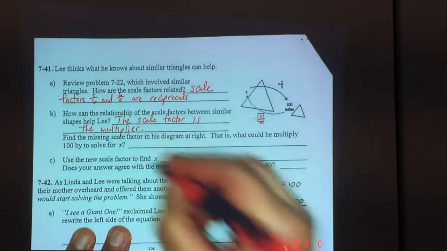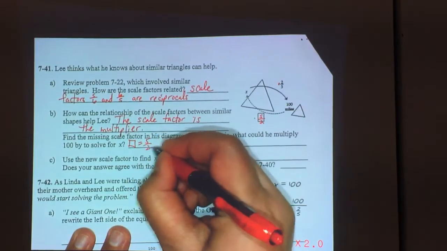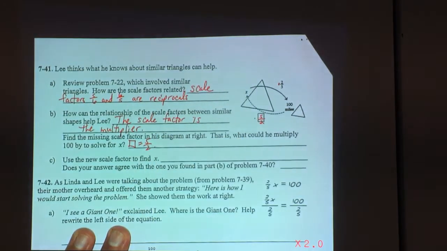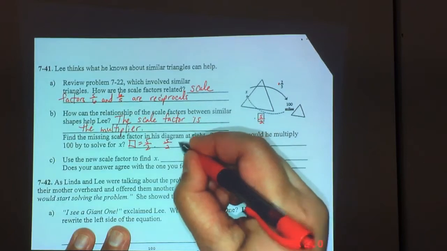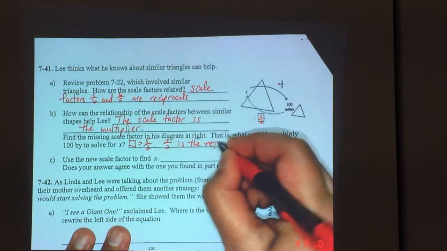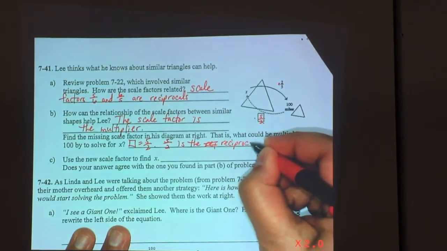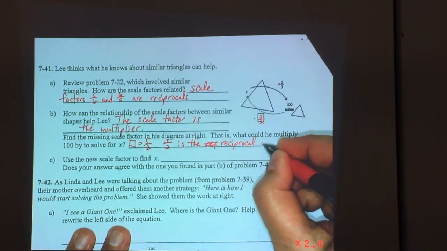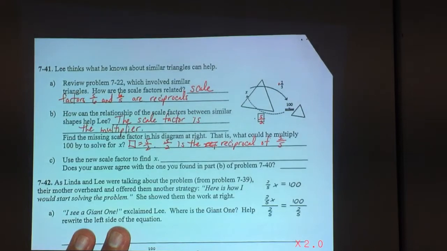Okay, so what are we going to say? So remember that box used to be empty, so I'm going to draw an empty box here, and we're going to say that equals 5/2. And the reason being, 5/2, that's a 5, is the reciprocal of 2/5.